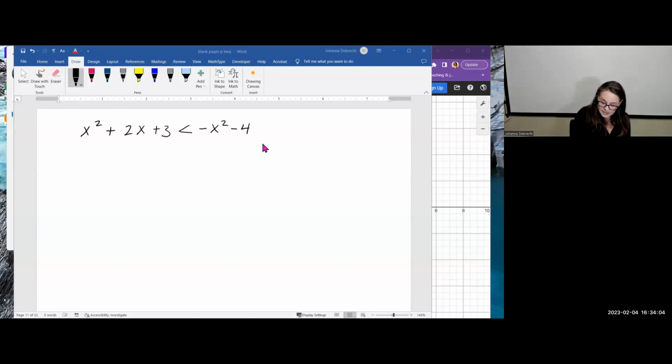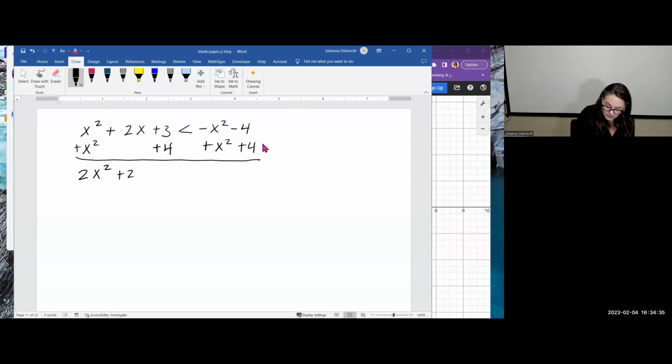In this case, the easiest thing to do would be to move everything to the left by adding the x squared and adding the 4. Note that I line up like terms under like terms. Don't put the plus 4 under the 2x. They're not alike. Put it under the plus 3. This will give me a 2x squared plus 2x plus 7 less than 0.